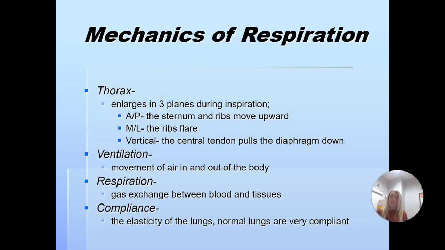The thorax enlarges in 3 planes during inspiration. It enlarges anterior to posterior as the sternum and ribs move upward, medial and laterally as the ribs flare, and vertically as the central tendon pulls the diaphragm down. Ventilation, again, is movement of air in and out of the body. Respiration is the gas exchange between the blood and the tissues.